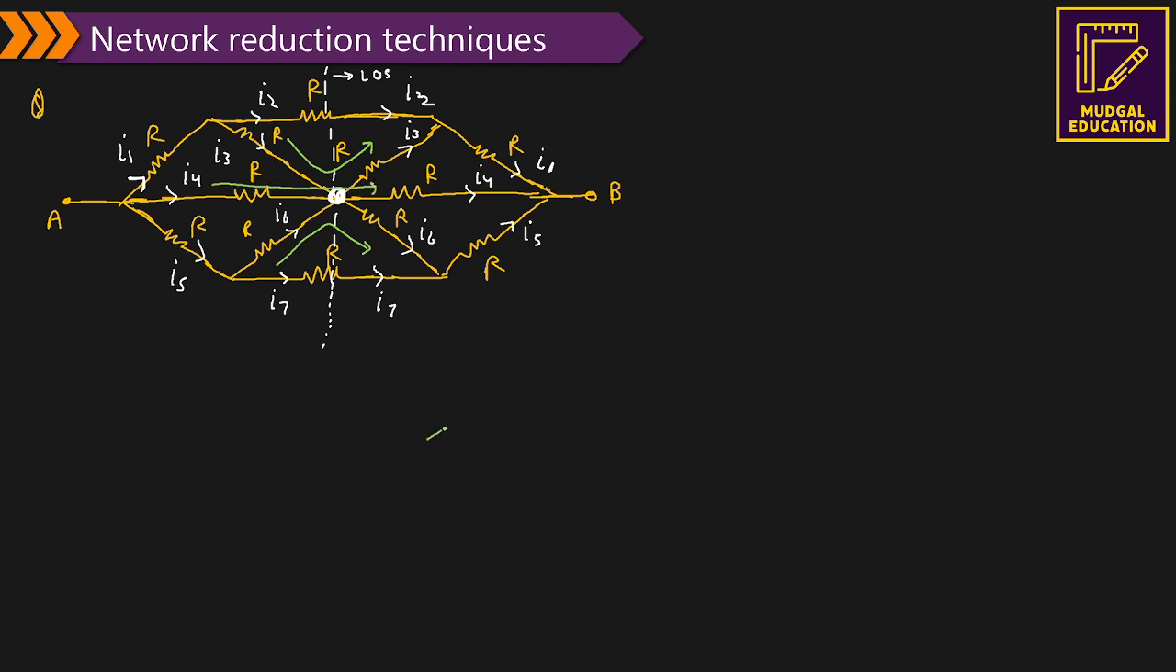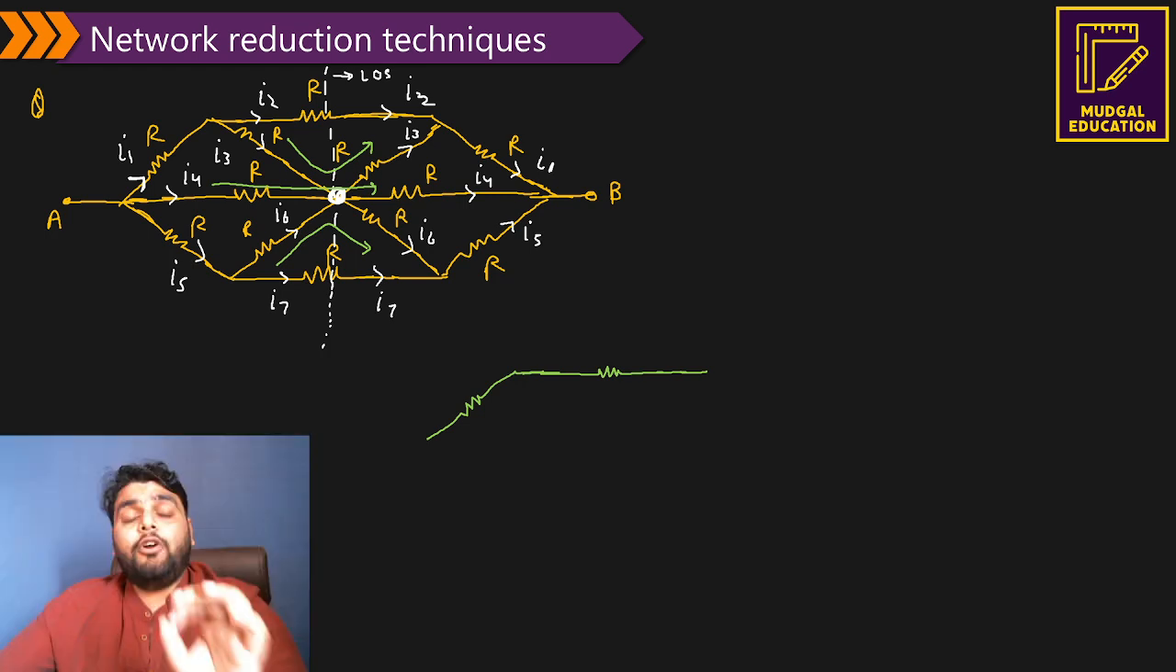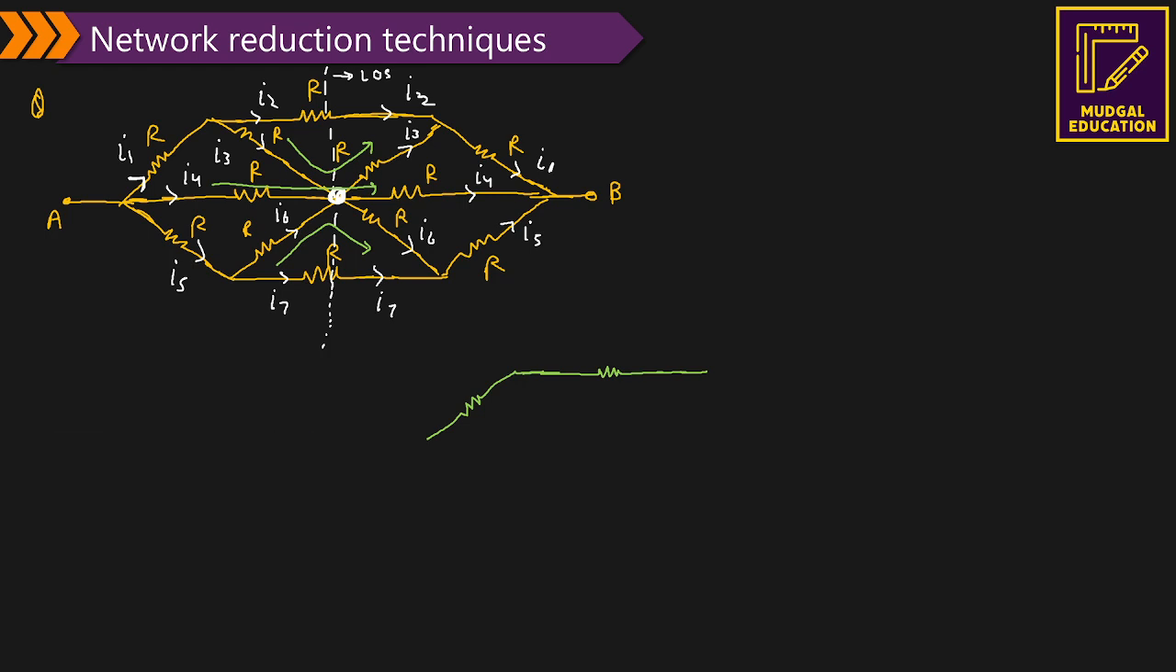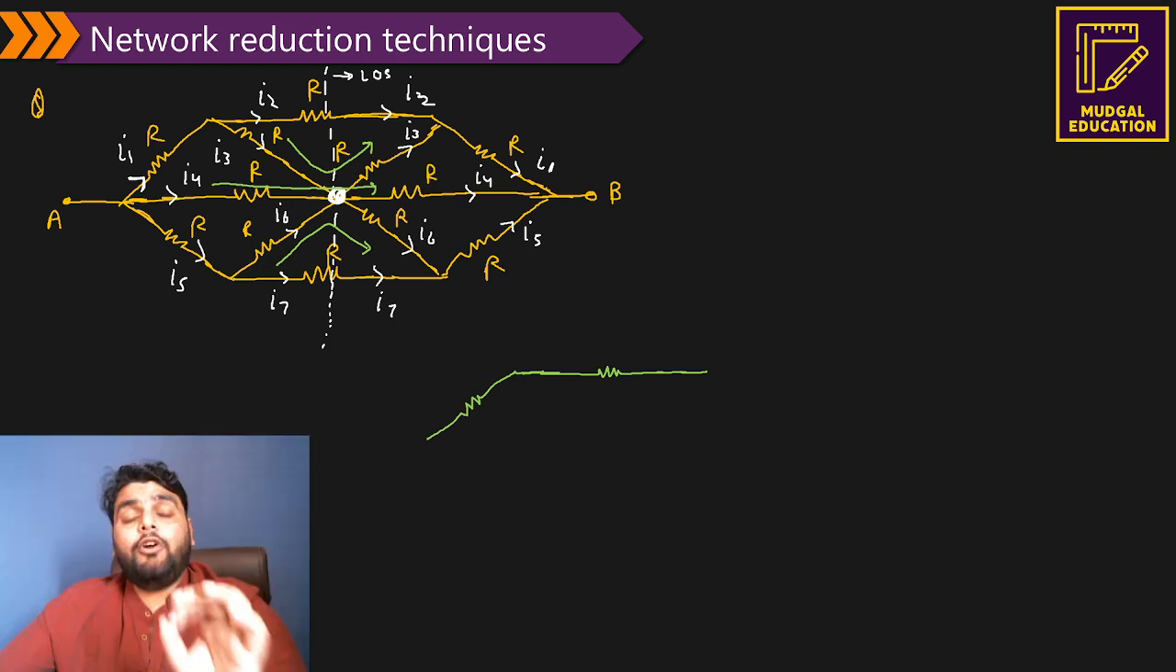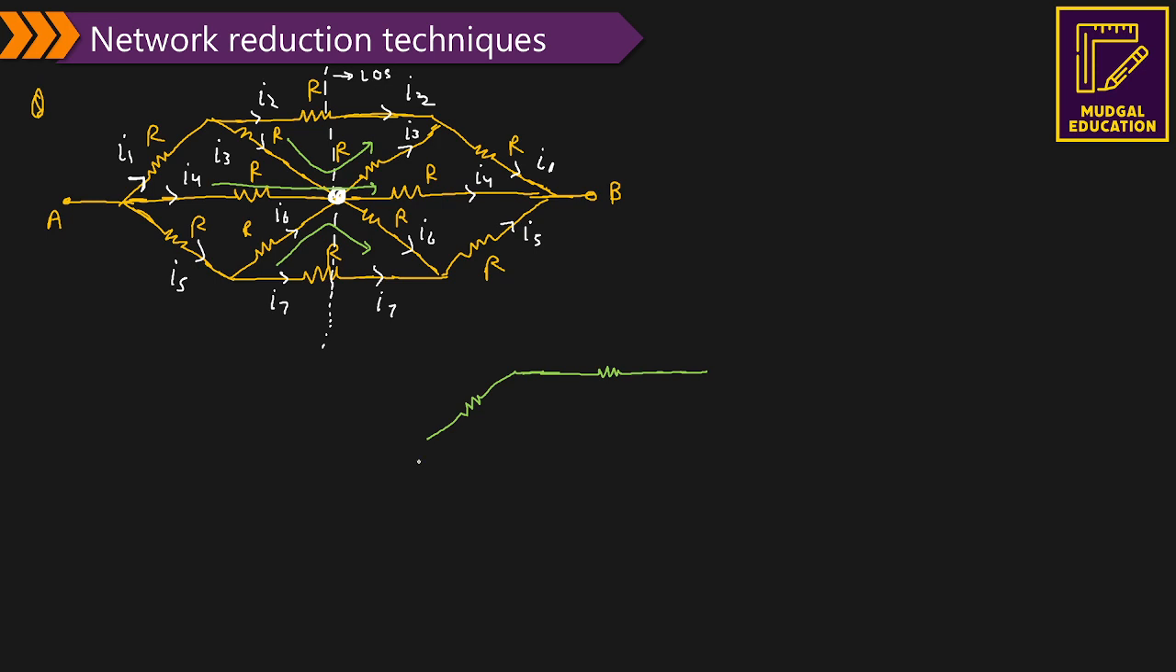So if I redraw the circuit by removing the false node, let me see. If I redraw the circuit by removing the false node, what will happen? Wait a sec guys. Okay, if I redraw the circuit by removing the false node here, then the circuit is like this. See very carefully. I hope you are able to see the circuit, right?